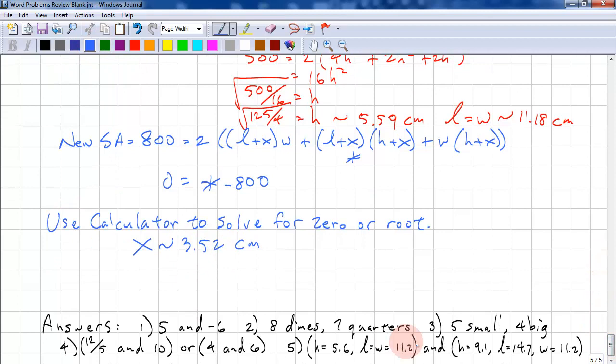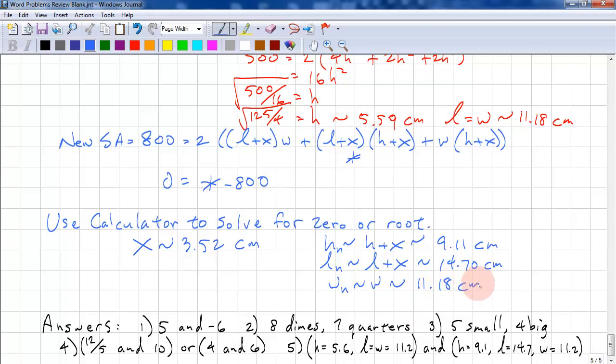Okay, and we need to answer the question. So H is approximately, we have to add new H plus X. So that's approximately 9.11 centimeters. L new is L plus X, and that's 14.70 centimeters, and W doesn't change. This is just W. So that still stays at 11.18 centimeters. And that completes the solution key for word problems.